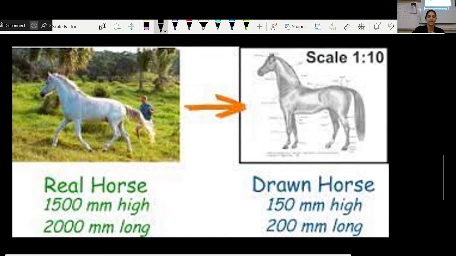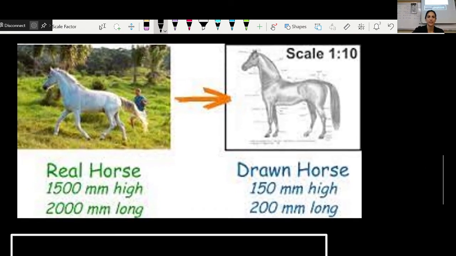Let's take a look at an example of how this comes up. On the left here, we have a real horse and we're told the measurements. So I'm going to read it to you because I don't know if it's super clear for you, but the real horse, it says 1,500 millimeters high. First of all, let me ask you this. Would you measure a horse in millimeters? Probably not, right? We all know how big millimeters are, right?